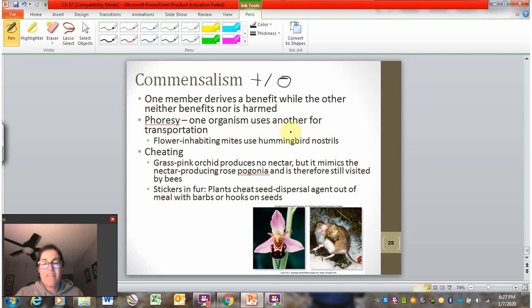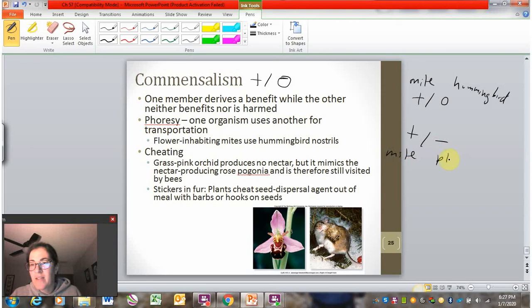The hummingbird is not affected by this mite in any way. The hummingbird is just carrying it. The mite doesn't infect the plant. So in this case, the mite is a parasite of the plant, but the hummingbird is not being harmed by this. So this is a good example of where you have multiple species interactions happening in the same story. Here we have the mite benefiting and the hummingbird not being affected at all. But the mite that we're talking about is a parasite of the plant.